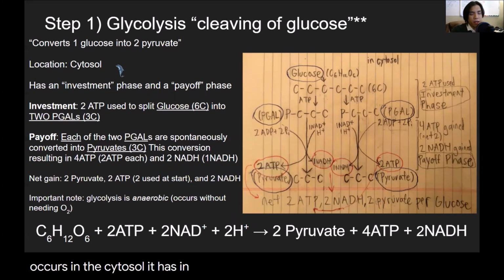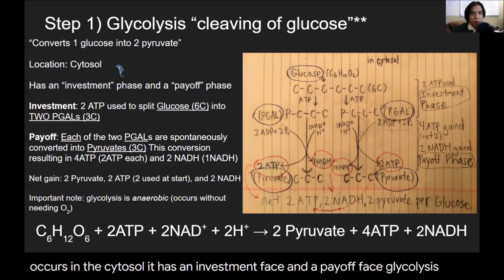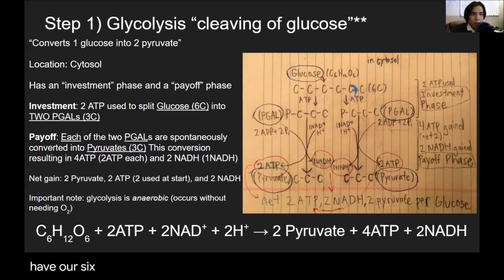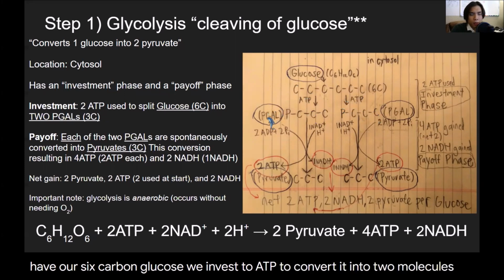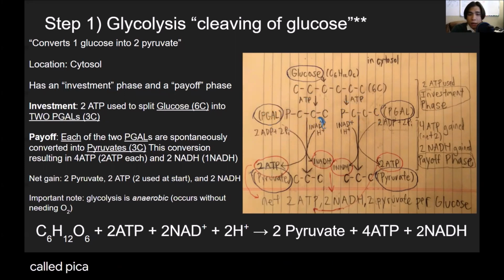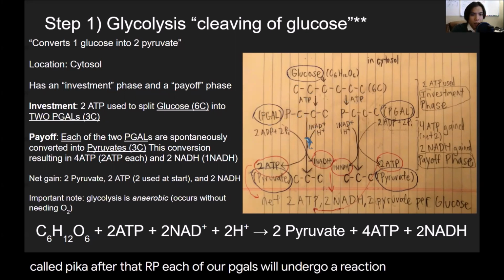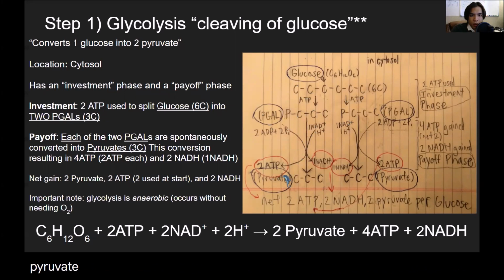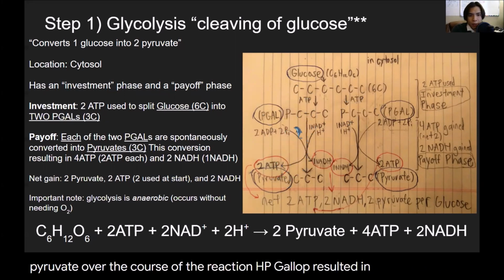Glycolysis has an investment phase and a payoff phase. So we have our 6-carbon glucose. We invest 2 ATP to convert it into 2 molecules called pGal. After that, each of our pGals will undergo a reaction to become pyruvate. Over the course of that reaction, each pGal resulted in 2 ATP being made and 1 NADH being made.